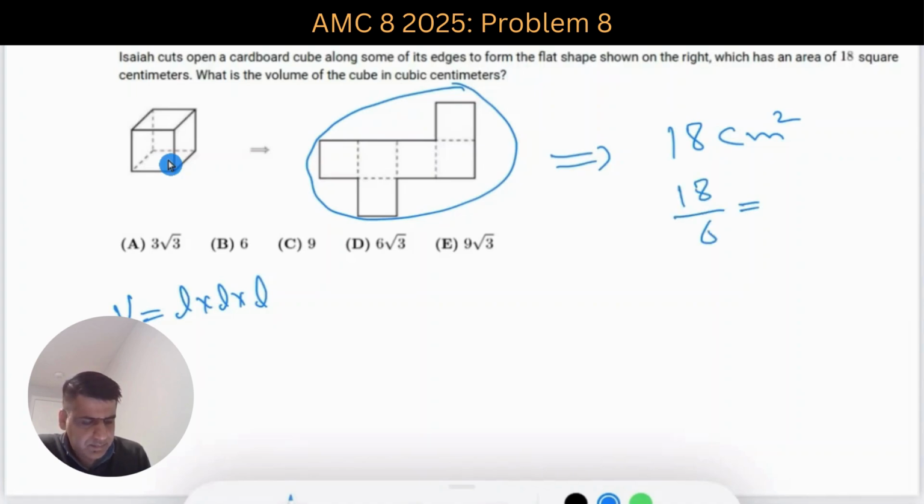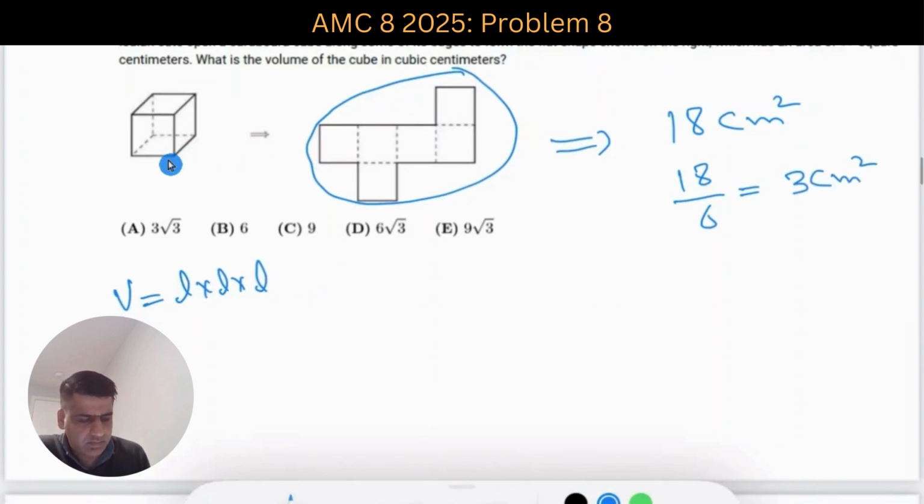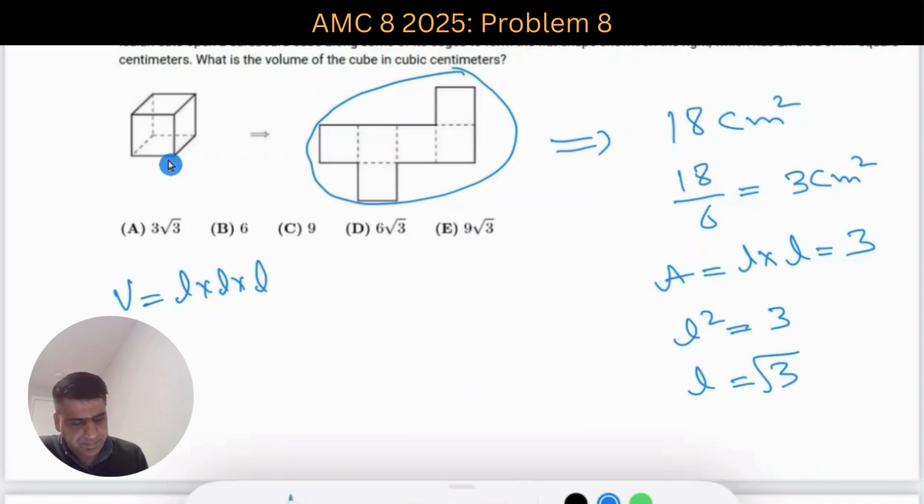So if we see, there are 6 squares, and the area for each of that would be 3 square centimeters. So what we can do, we can now find the length, L squared is 3. And if we take the square root, then L is the square root of 3. So now we can get the volume, that is 3 root 3. So the answer is then A.